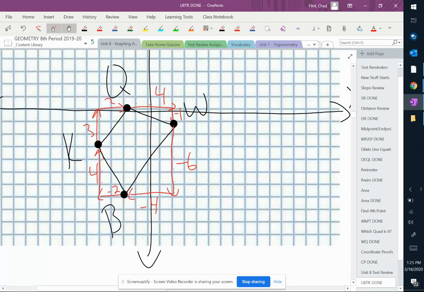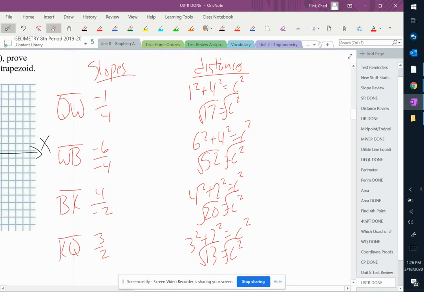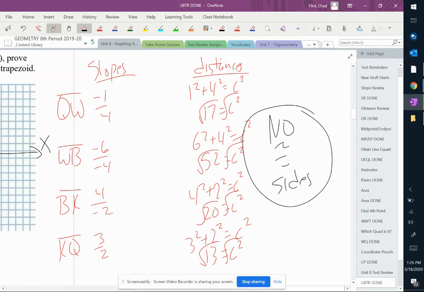Okay, so here's what your picture should look like right there. So I've got my rises and runs. I paid attention to my negatives, made sure everything was good there. And then I made a table that had all of my slopes and all of my distances. Now, we want it to be a trapezoid, but not an isosceles trapezoid. Isosceles trapezoid has to have congruent sides. And if you look over here at the distance column, there's no congruent sides. So that takes care of my not an isosceles trapezoid issue right there.